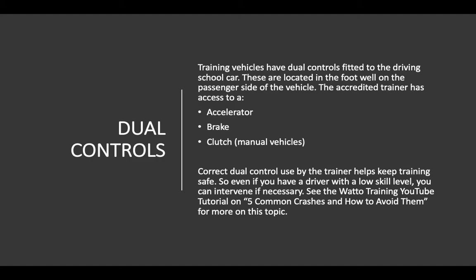Dual controls. Training vehicles have dual controls fitted to the driving school car. These are located in the front footwell on the passenger side of the vehicle. The accredited trainer has access to accelerator, brake, clutch. Correct dual control use by the trainer helps keep training safe. So even if you have a driver with a low skill level, you can intervene if necessary. See the Watto Training YouTube tutorial on 5 common crashes and how to avoid them for more on this topic.